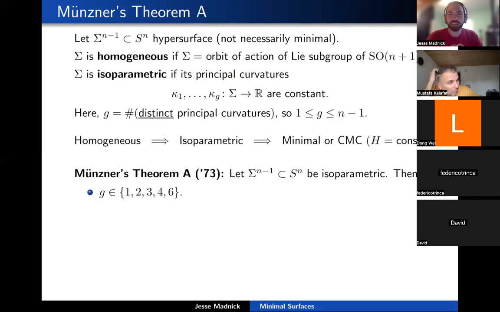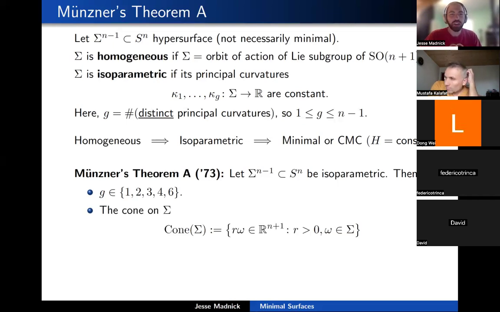This was proved using topology. The techniques used to study isoparametric hypersurfaces are quite amazing, actually. There's classical differential geometry with moving frames. Algebraic geometry is used quite a bit, and even K-theory and homotopy theory have been used. So g can be 1, 2, 3, 4, or 6. It's amazing. All we assumed was that the principal curvatures were constant. There's no symmetry assumption here.